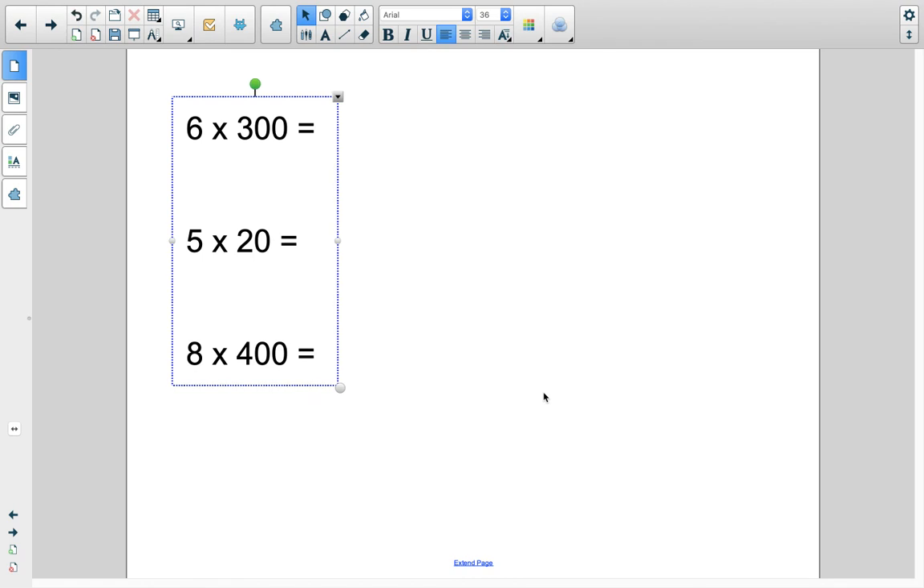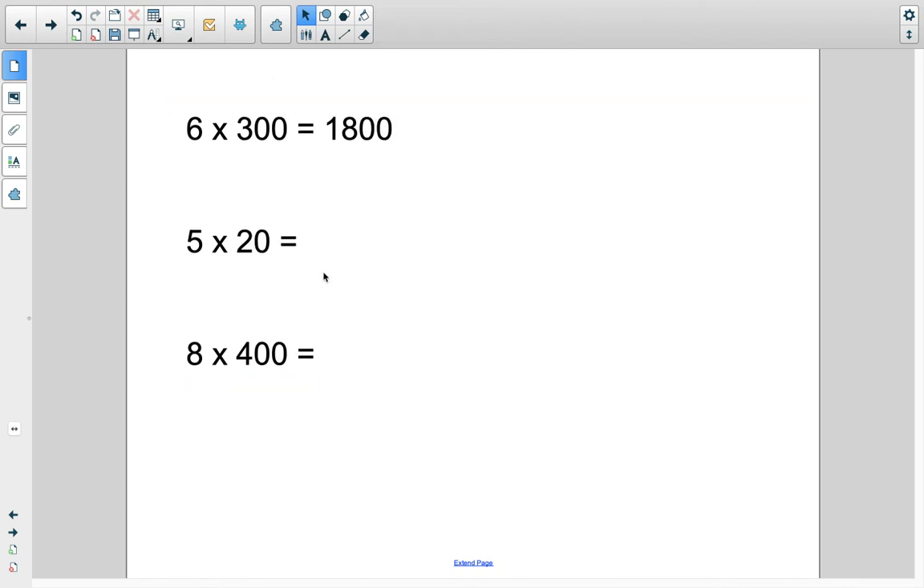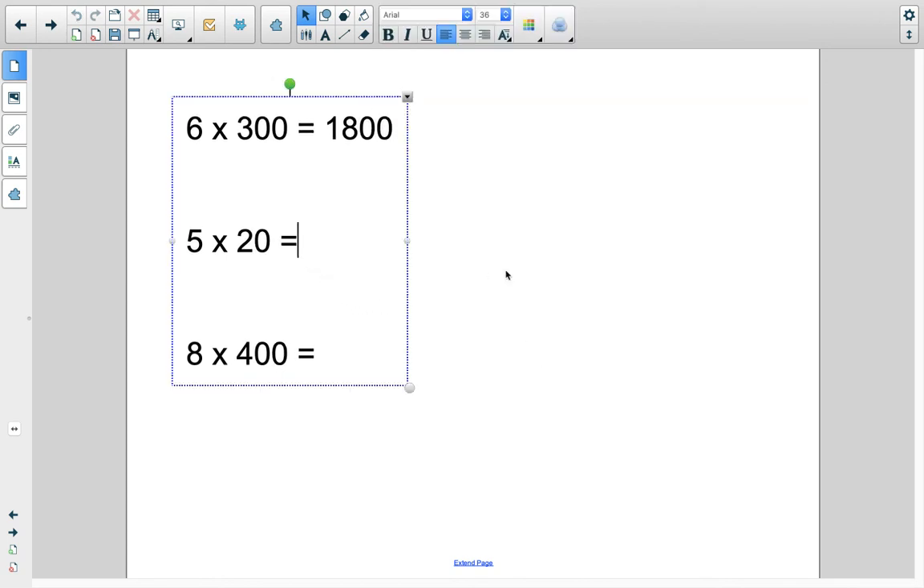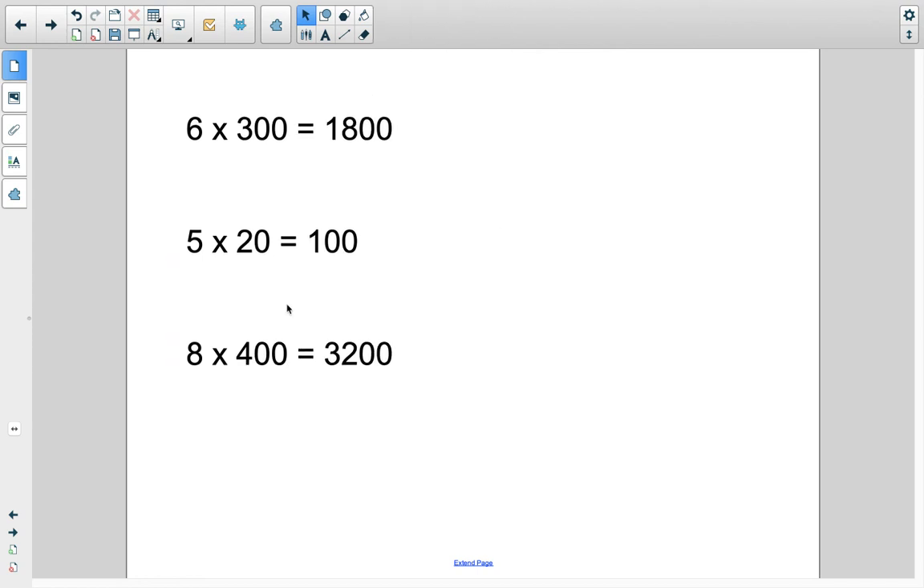So 6 times 3 is 18. I have two zeros here, so those two zeros are going to be put in my answer. I have 5 times 20. 5 times 2 is 10, plus I'm going to throw my other 0 in here. There's my 0. And 8 times 4 is 32, plus I add my 2 zeros on the end there.